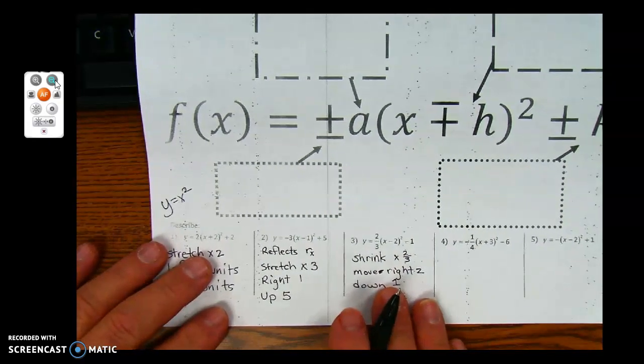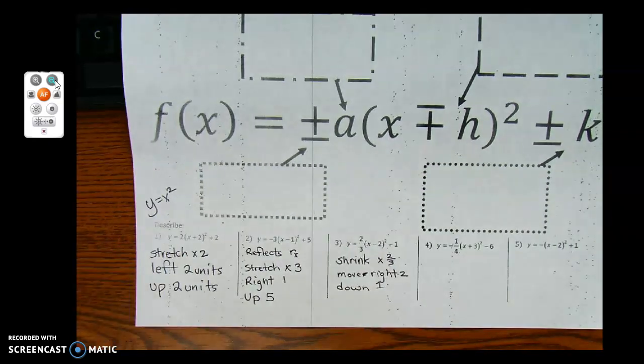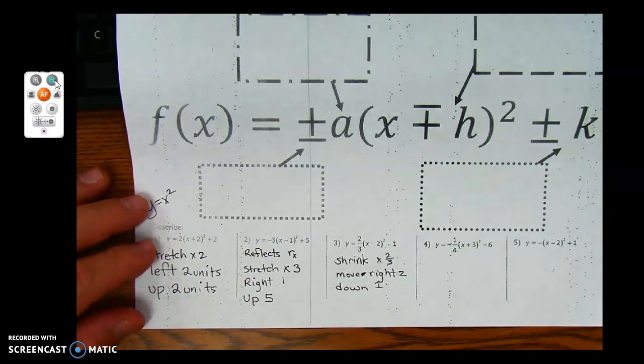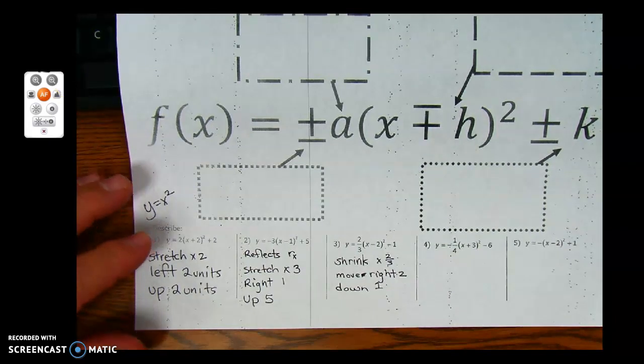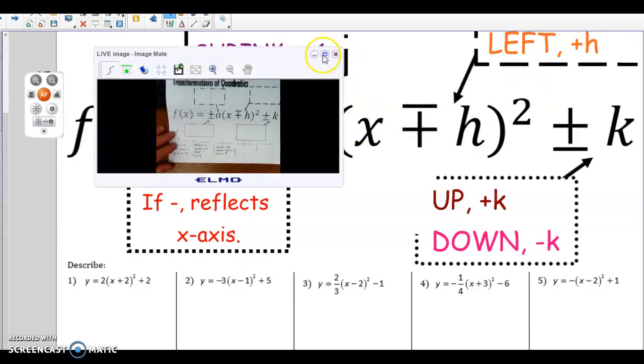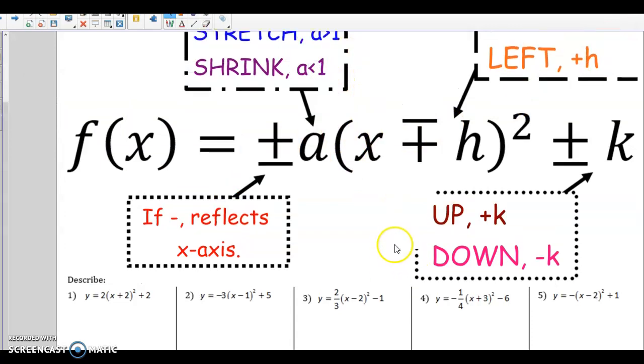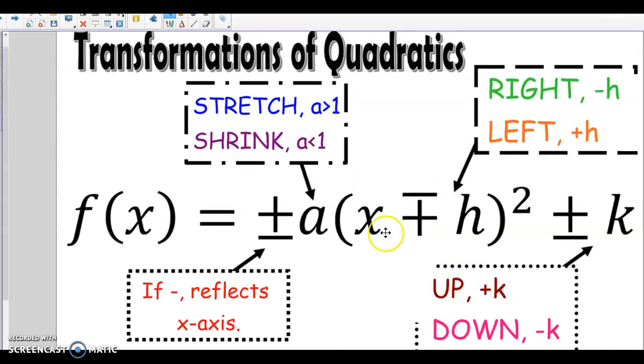I'll let you do number 4 and 5 on your own. We'll talk about this a little bit more when we get to class. Okay? I'm going to go back one more time. There's all your information for transformation of quadratics.